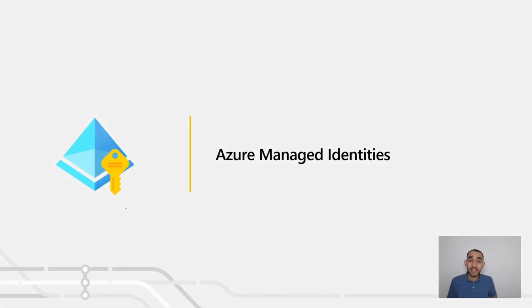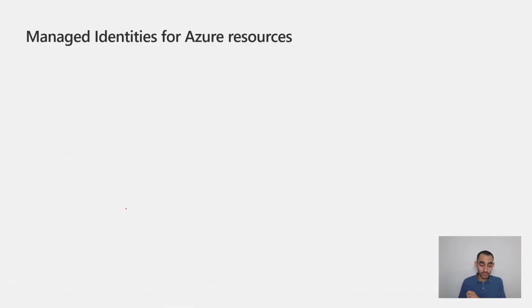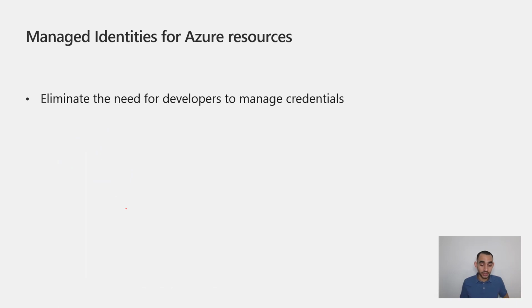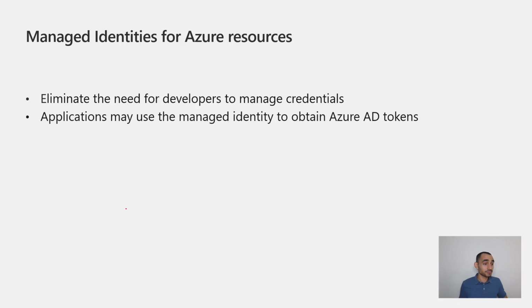And the last service that we're discovering in this session is the Azure Managed Identity. Azure Managed Identities for Azure resources eliminate the need for developers to manage credentials. Applications may use the managed identity to obtain Azure AD tokens. For example, in an app service, we can deploy our application to Azure App Service and tell our application to use the identity of this service instead of creating an identity for the application itself.